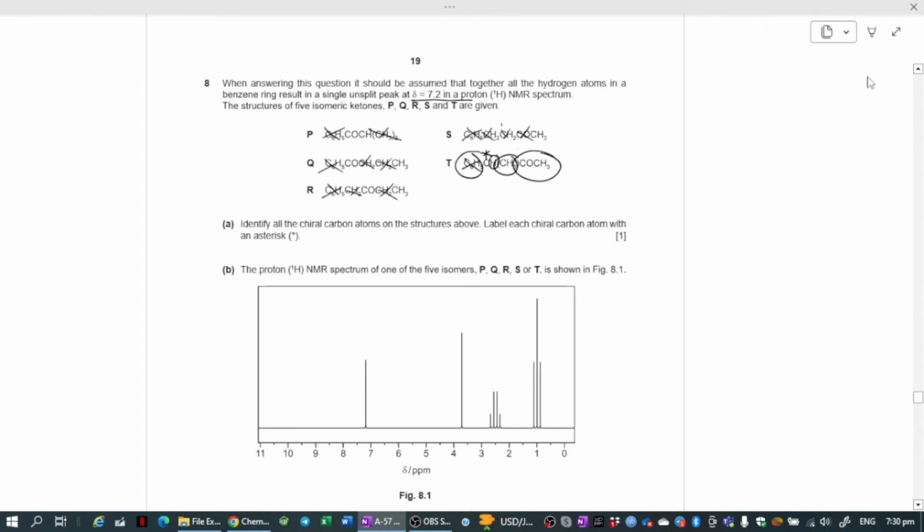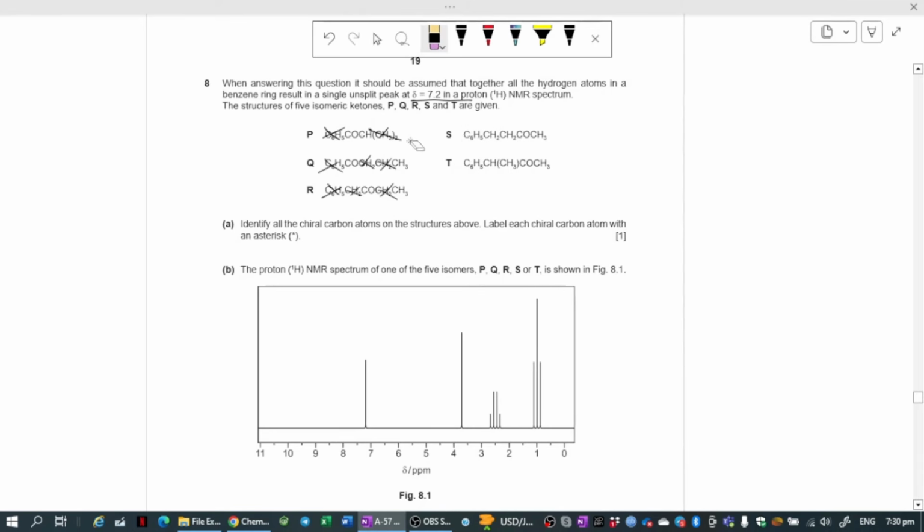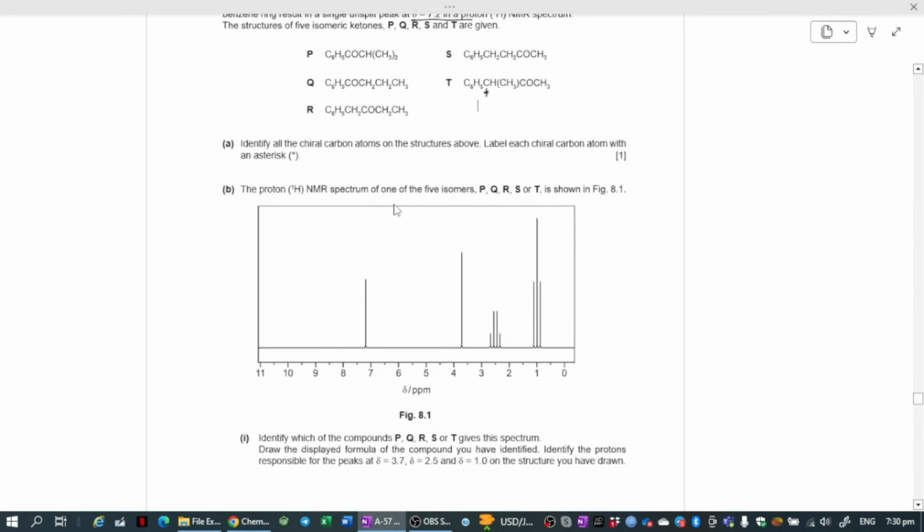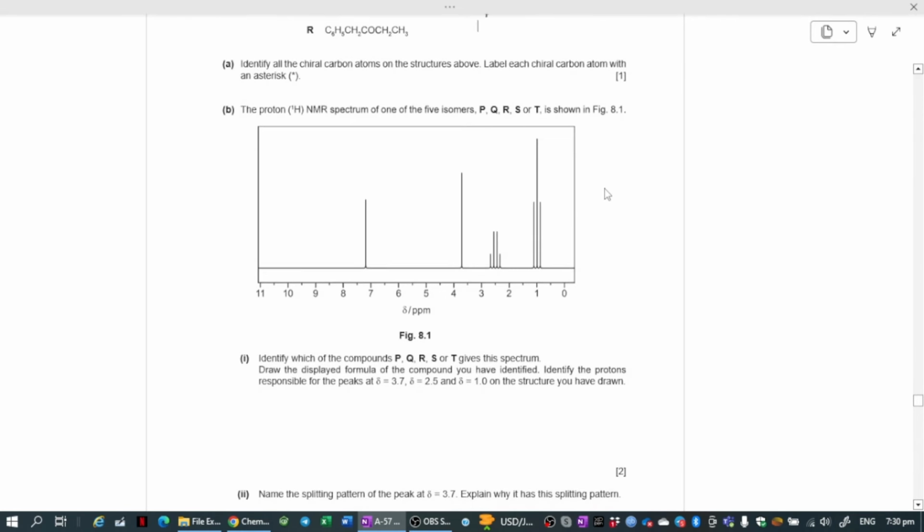The carbon shown there. Let me just clear this up so it could be more visible. I'll just erase all of this, right? So it's this carbon right here. Good. Then they say the proton NMR spectrum of one of the 5 isomers is shown.